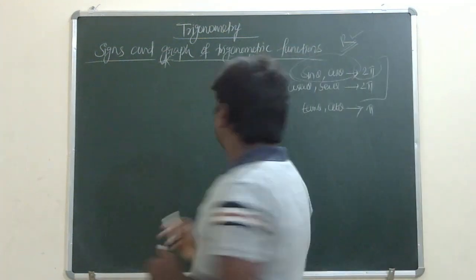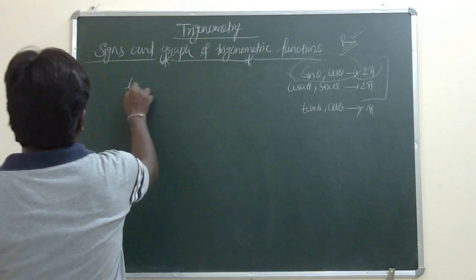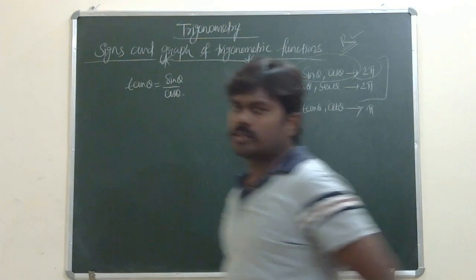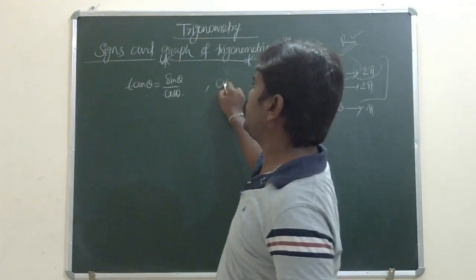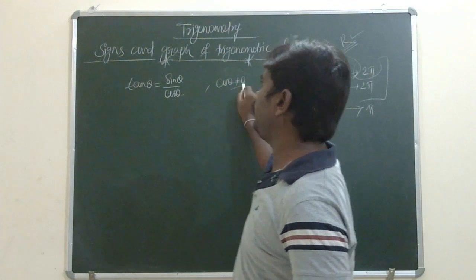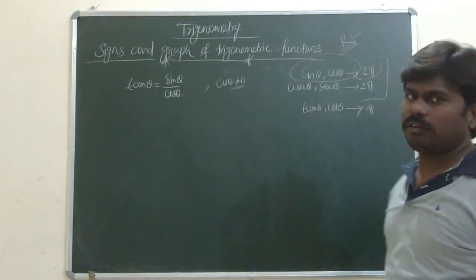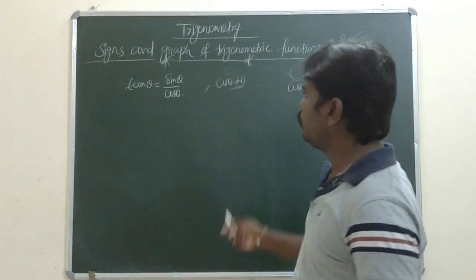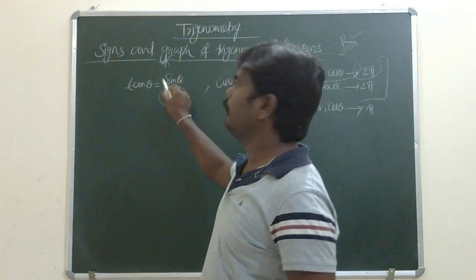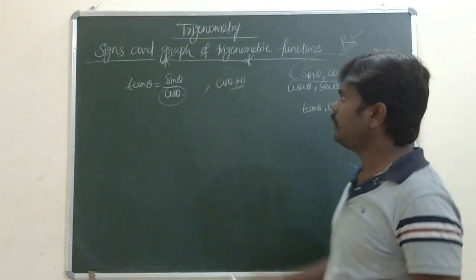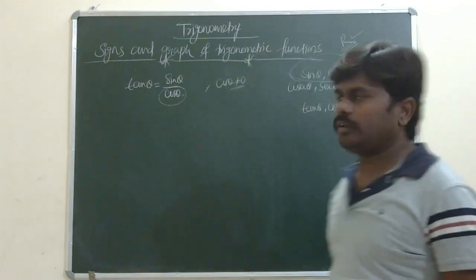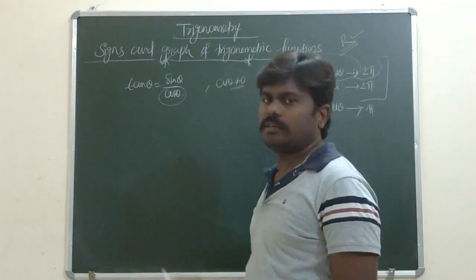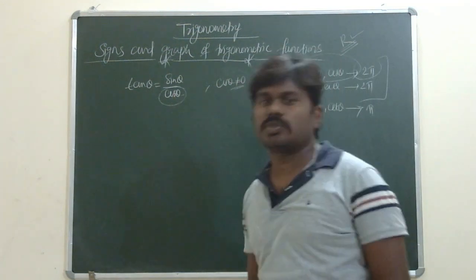But come to tan theta. Tan theta is nothing but sine theta over cos theta. In the denominator we have cos theta, so this cos theta value cannot be equal to 0. If it is equal to 0, then it will become indefinite, meaning undetermined or not defined. At what value of theta will cos theta be 0? Suppose you take pi by 2, cos pi by 2 is equal to 0. In that case we cannot take theta equal to pi by 2.